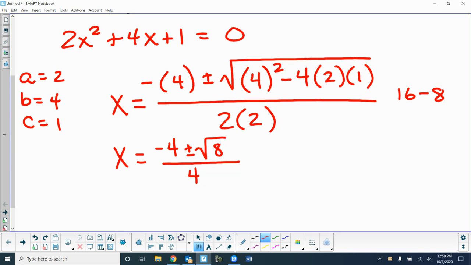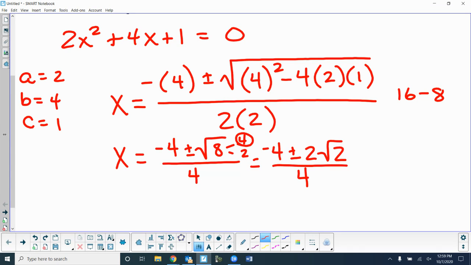Okay, we got to do our little factor tree, and we can pull a 2 out of there, right? So the perfect square of 4 is underneath the radical. So this is negative 4 plus or minus 2 for that 4, square root of 2 because that 2 is left, over 4. And we're all done, right, Kyle?